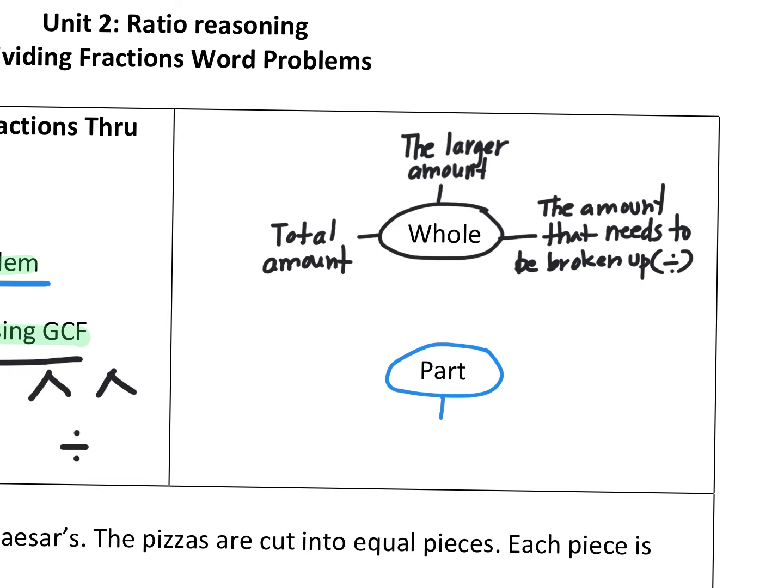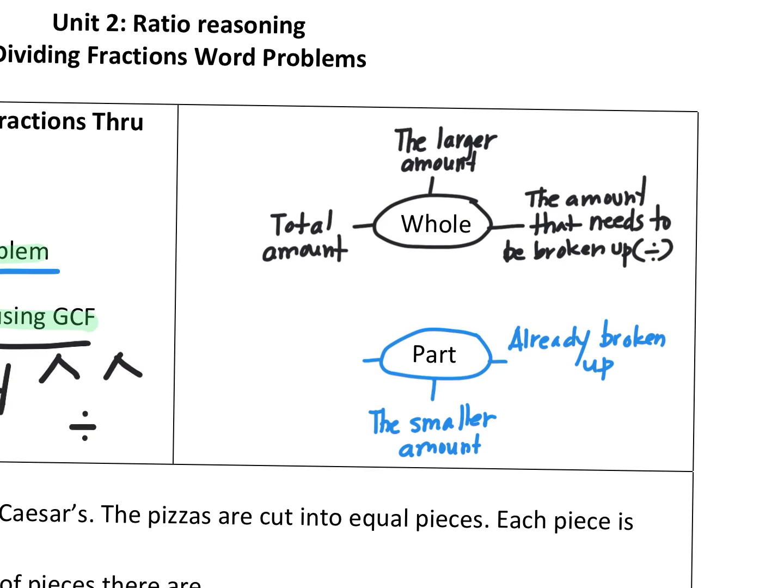Part is usually the smaller amount. So go ahead and write that down. Okay. And it's usually the part that is already broken up. Right? It needs to be in that smaller portion, that smaller area. Okay, so it's already been broken up. And the part also is not only the smaller amount, it is definitely just a piece. In other words, I'm going to give you a note. It is opposite of total amount, okay? So it's just a piece. It's already broken up, and it's usually the smaller amount.